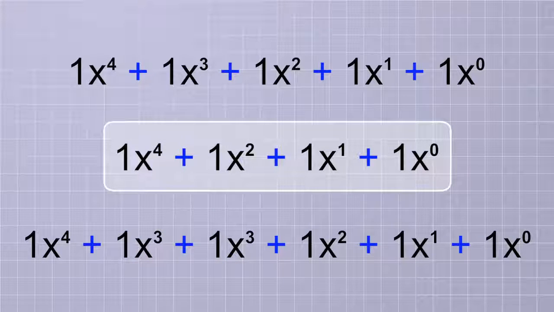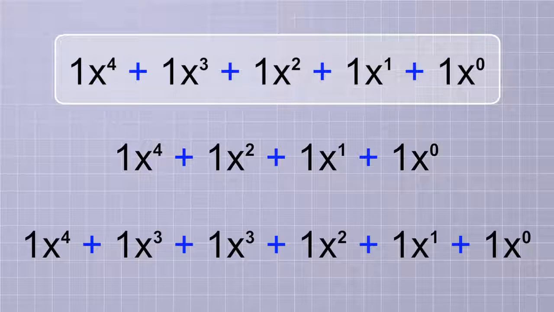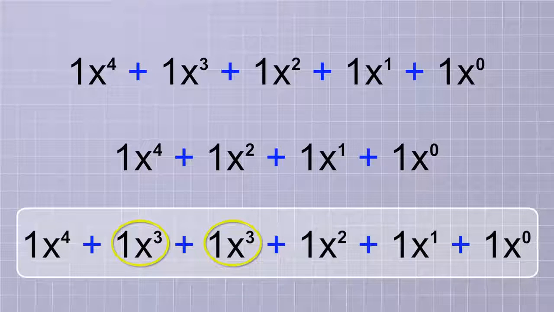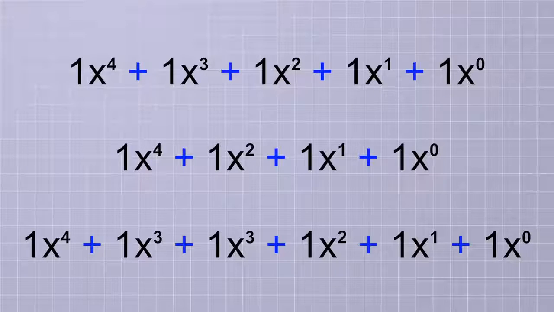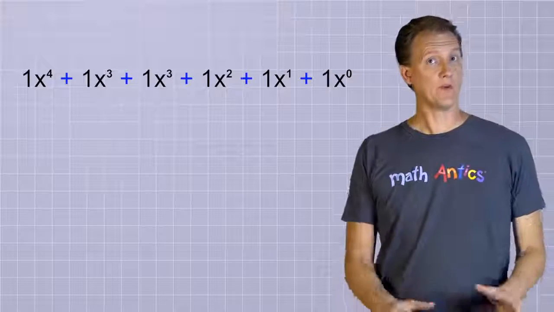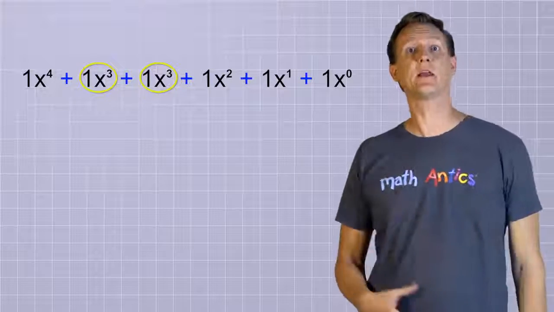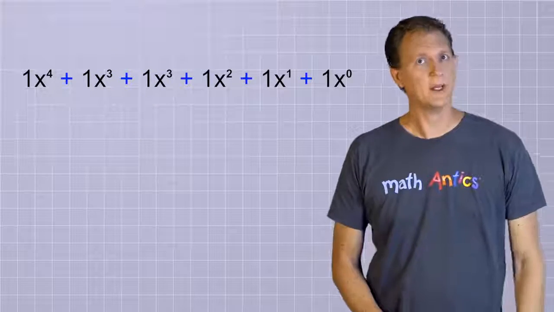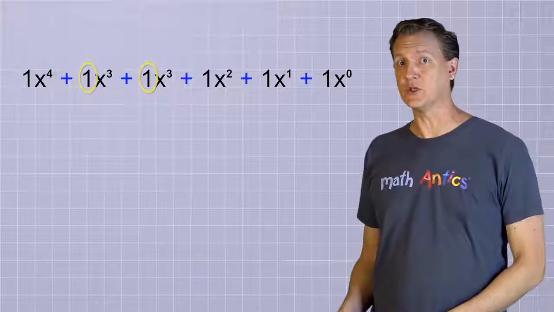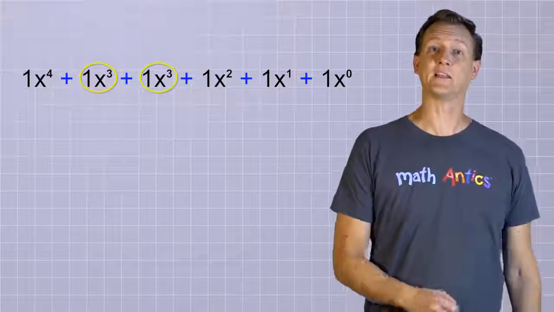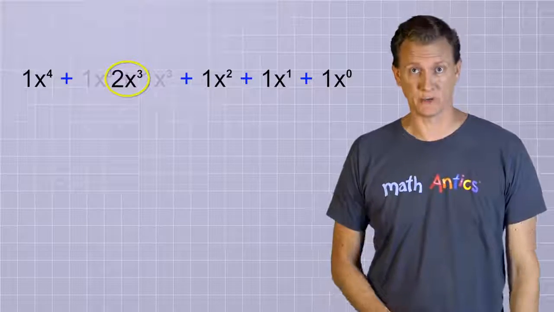So this polynomial has no x cubed term, which is fine, and this polynomial has just one x cubed term, which is fine, but this polynomial has two x cubed terms, which is also fine, but it's more complicated than it needs to be. And whenever you have terms like this, terms that have the exact same variable part, they can be combined into a single term. To do that, you just add the number parts and you keep the variable part the same. So 1x cubed plus 1x cubed combine to form 2x cubed.